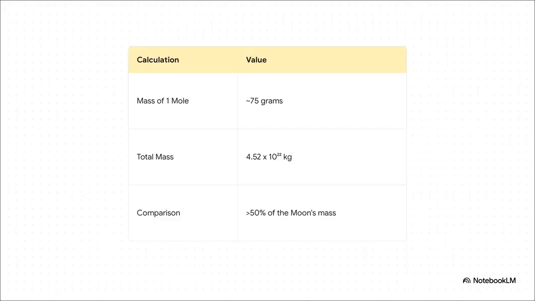Now let's actually get precise. A standard eastern mole weighs about 75 grams. So if you multiply that by Avogadro's number, you get a total mass of 4.52 times 10 to the 22nd kilograms. Now that's just a staggering number. To put it in perspective, that's a little over half the mass of our own moon.